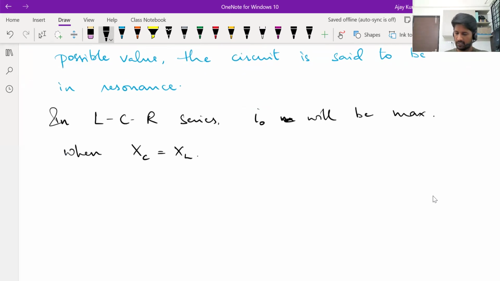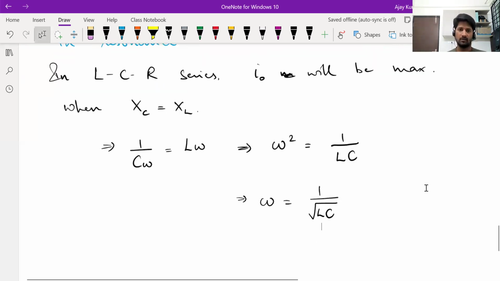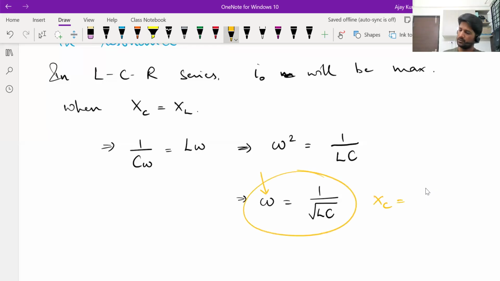And what is the formula for XC? 1 by C omega, and XL is L omega. Keep the omega terms on one side and the other terms on the other side. You get omega square is 1 by LC, or omega is equal to 1 by square root of LC. So at this particular value of angular frequency, XC becomes equal to XL. And remember, angular frequency can be adjusted by us because we are the ones applying the alternating voltage, E naught sine omega t. So we can make adjustments to that and automatically XC, XL values will change. So at this value of omega, XC becomes equal to XL.